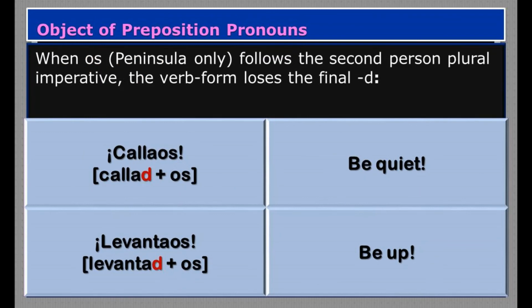When the object of preposition os, which is used only in peninsular Spain, follows the second person plural imperative, the verb form loses the final D, like in the case of be quiet, callaos. It's a combination of callad without D plus os. Also, get up, levantaos, is a combination of the imperative levantad without D plus os.